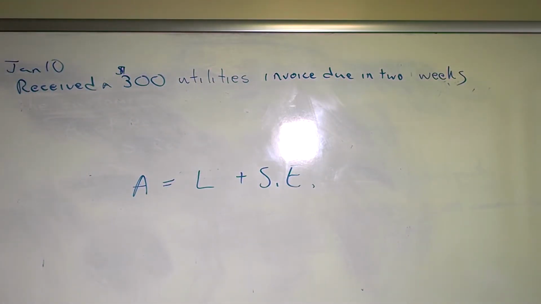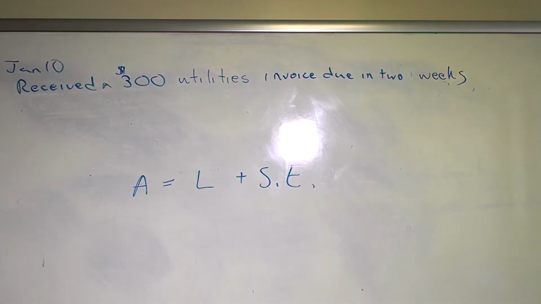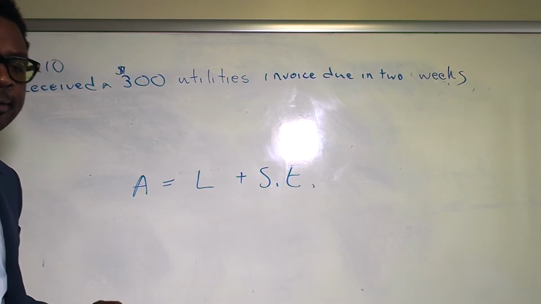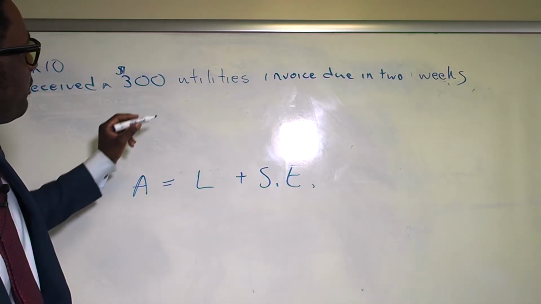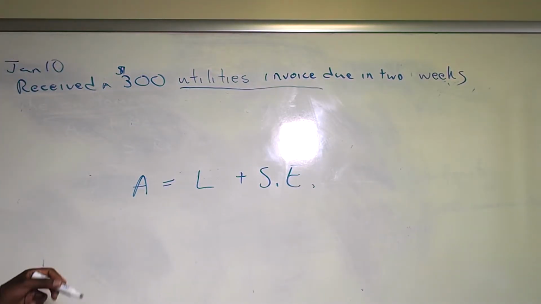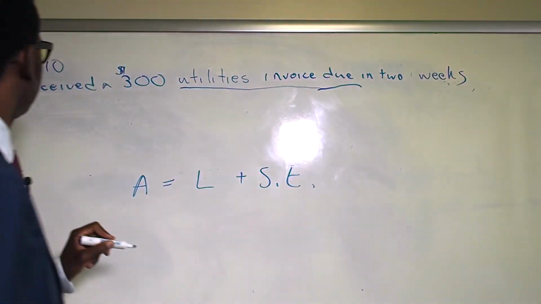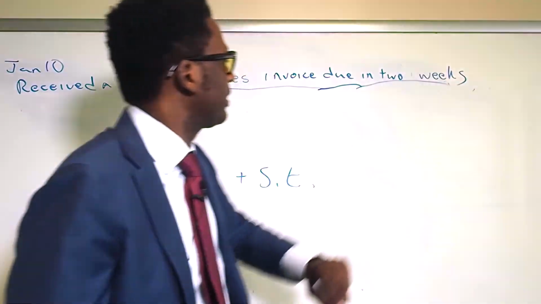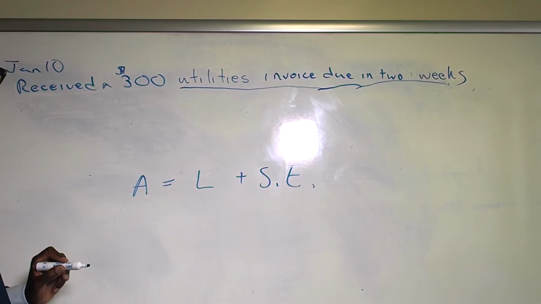January 10th. Received a $300 utilities invoice due in 2 weeks. They're getting kind of clever and sneaky, aren't they? So, remain calm, identify the keywords. So, let's see, what keywords do we have? Utilities invoice due in 2 weeks. Okay, all right. So we have a utilities invoice due in 2 weeks.